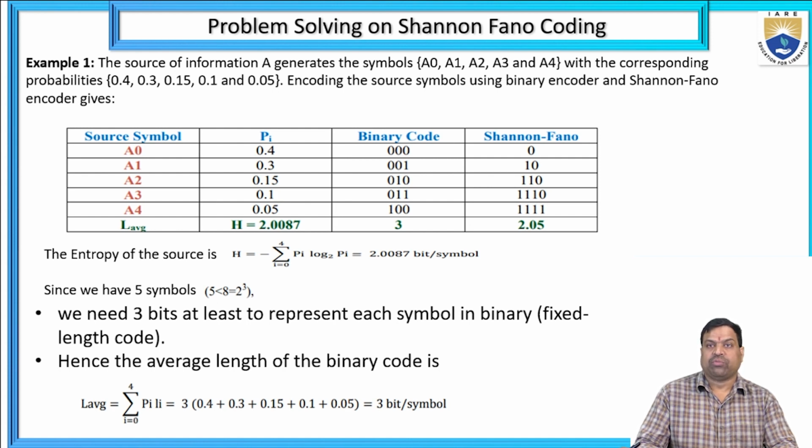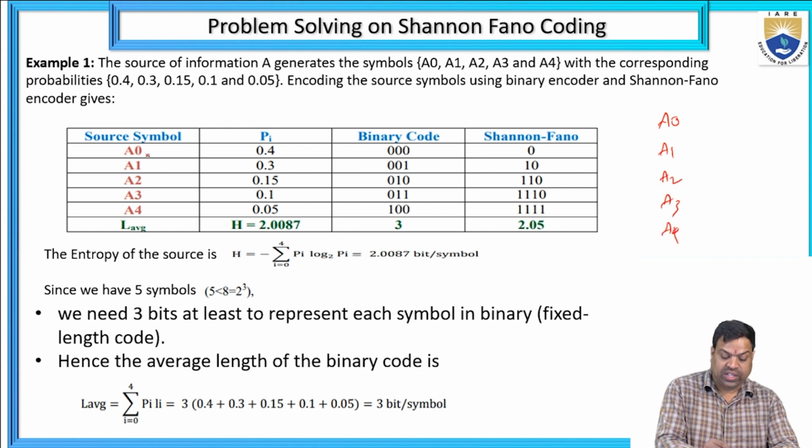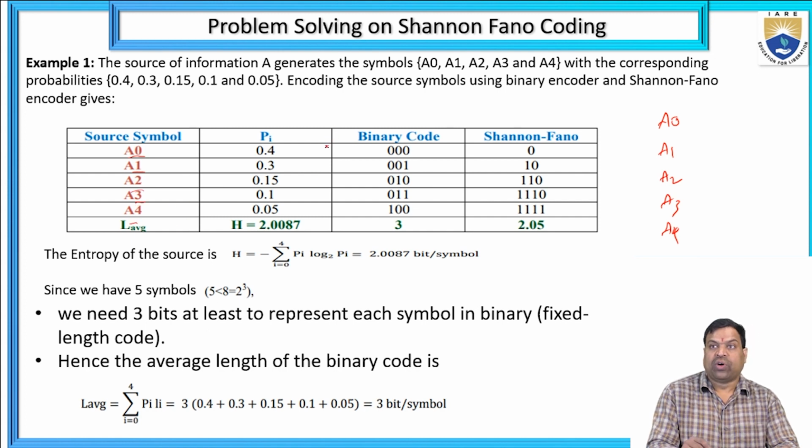The source of information generates the symbols A0, A1, A2, A3 and A4. What are the corresponding probabilities? For A0, the probability is 0.4, A1 is 0.3, A2 is 0.15, A3 is 0.1, and A4 is 0.05.